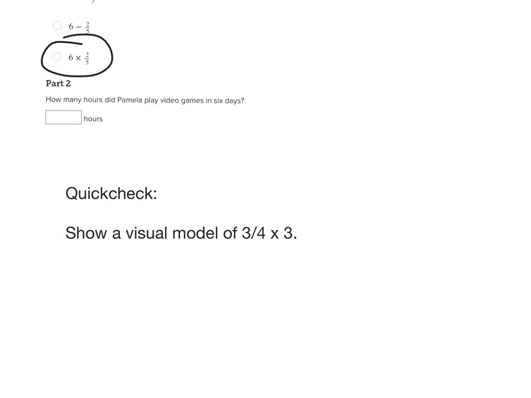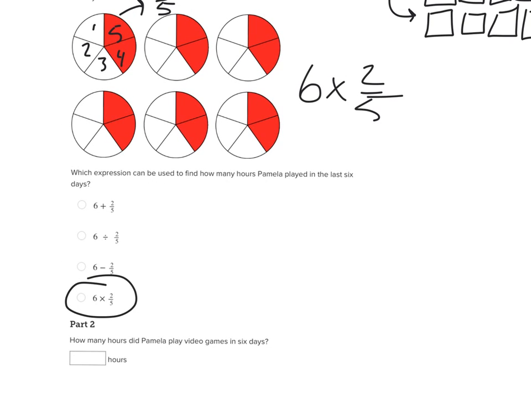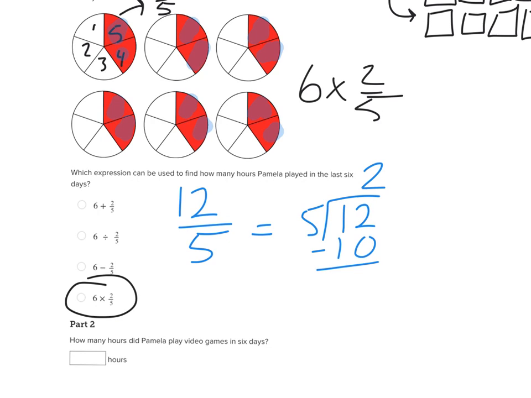Pretty straightforward. Okay, part 2. How many hours did Pamela play video games in 6 days? Well, 6 times 2/5. You're going to put these all together. Let's see how many are shaded in. So I'm going to count 1, 2, 3, 4, 5, 6, 7, 8, 9, 10, 11, 12. I've got 12 fifths. So that equals 2 whole and 2 left over. 2 2/5.